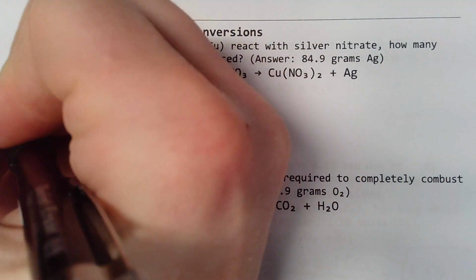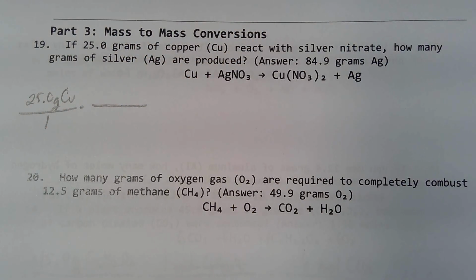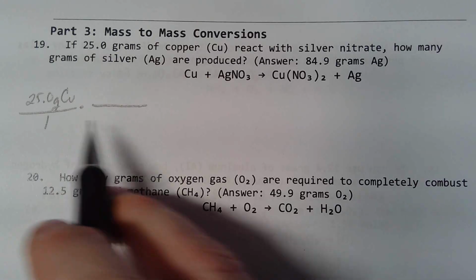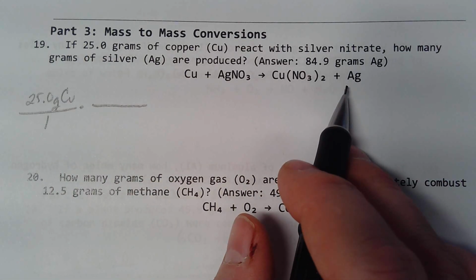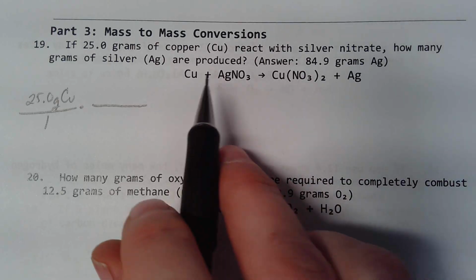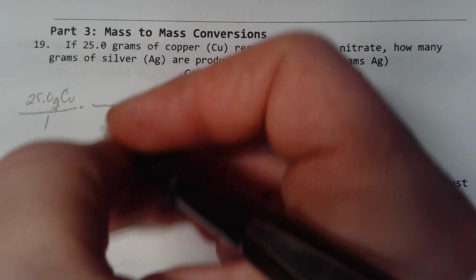So with this, I'm going to start off with the 25.0 grams of copper over 1. And then from there, in order to be able to use the coefficients of the balanced equation, which, by the way, this equation is not balanced yet, we'll do that in a moment, I need to have those units in moles. So let's go ahead and convert these grams into moles.